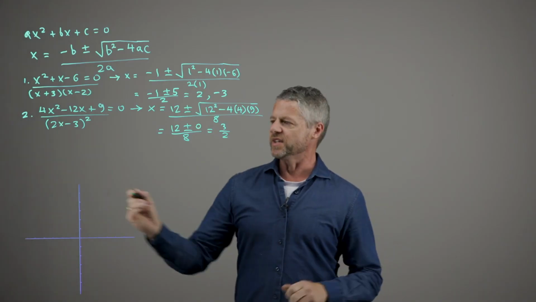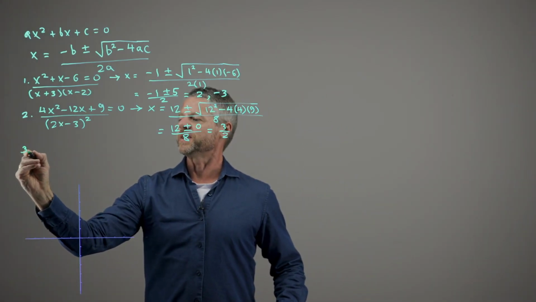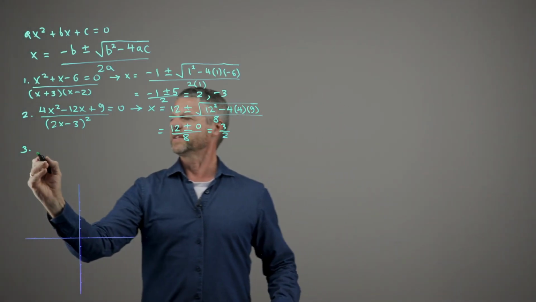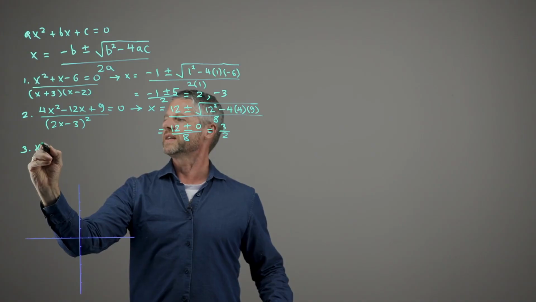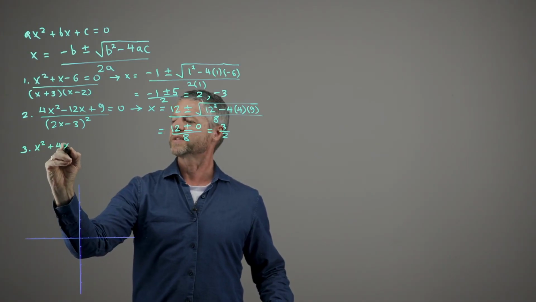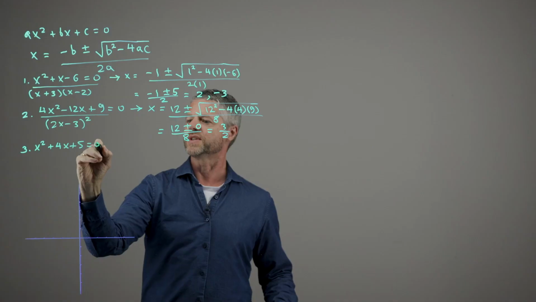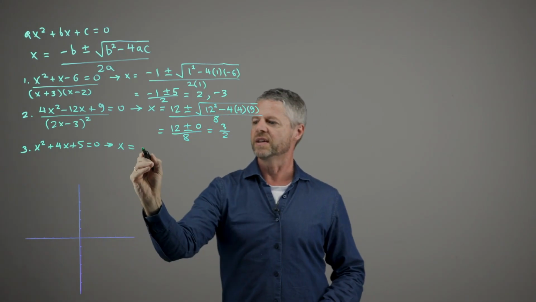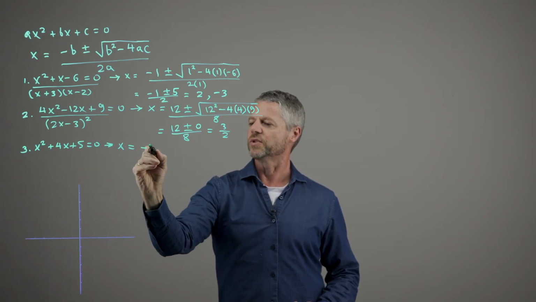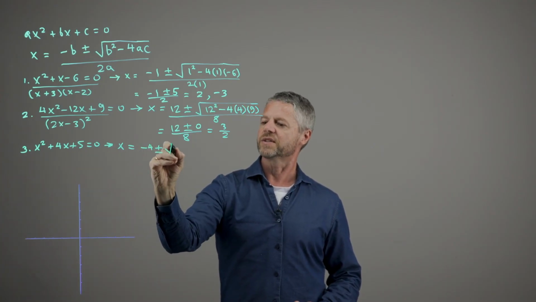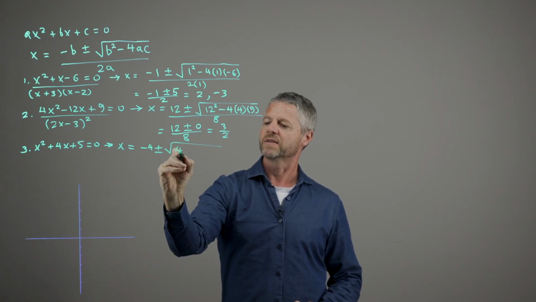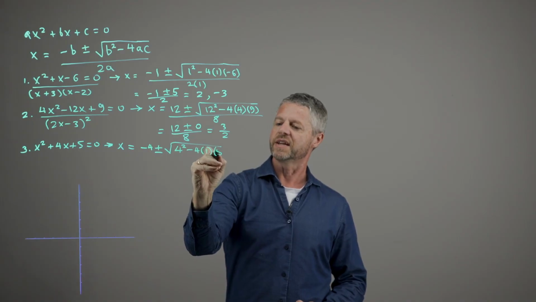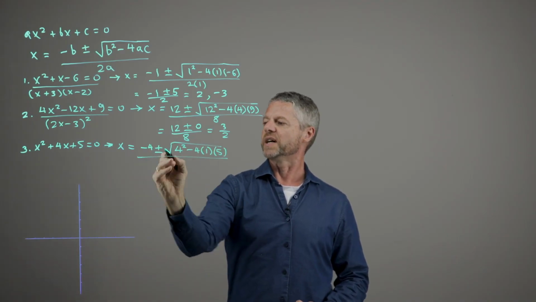So let's do a third example, one in which the discriminant is going to be negative and we have no real solutions. So we'll do x squared plus 4x plus 5 equals 0. So x is going to be, using the quadratic formula, minus b, so minus 4, plus or minus square root of b squared minus 4 times a times c, all divided by 2 times a.